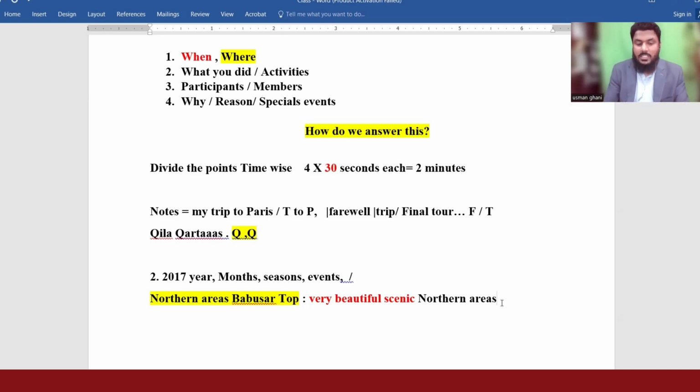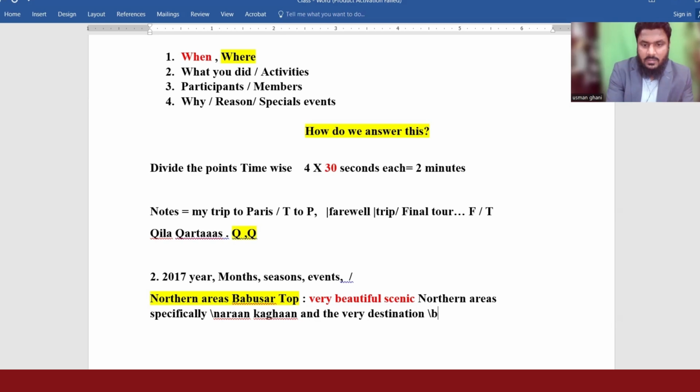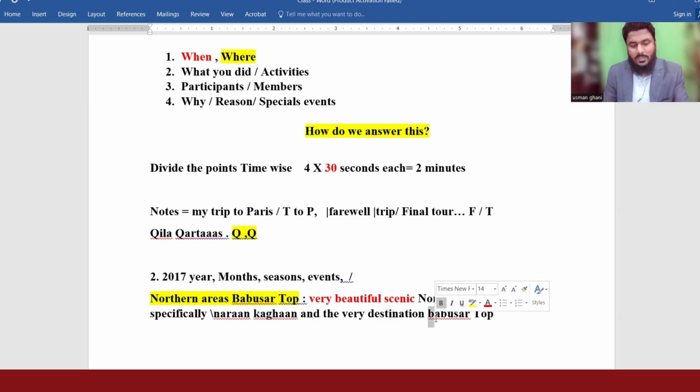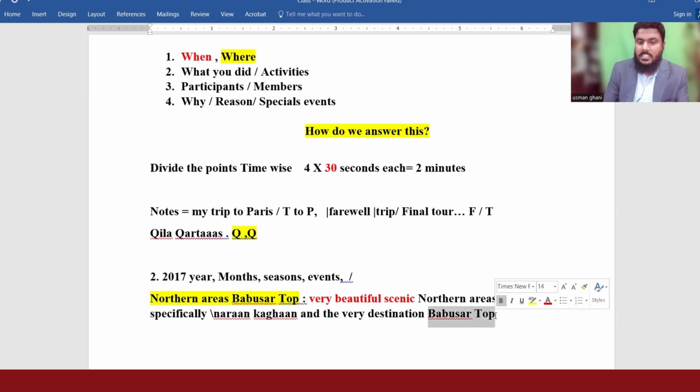अच्छा, नॉर्दर्न एरियाज. अब नॉर्दर्न एरियाज ढेर सारे होते हैं. आप यहाँ पे कर सकती हैं स्पेसिफिकली Babusar Top. नारायण कागान एंड the very destination बाबूसर टॉप. अब आपने क्या किया? अब आपने नारायण कागान भी बता दिया एंड Babusar Top भी बता दिया. शाबाश. अब इससे हुआ क्या? जैसे नारायण कागान पहले आता है, फिर उसके बाद लेलुसर लेक आती है, तो हम उसकी लेलुसर लेक की भी बात कह सकते हैं. बीच में जो एरियाज कवर कर रहा है वो वापस टॉप तक, तो हम उस एरियाज को भी कर सकते हैं ना.